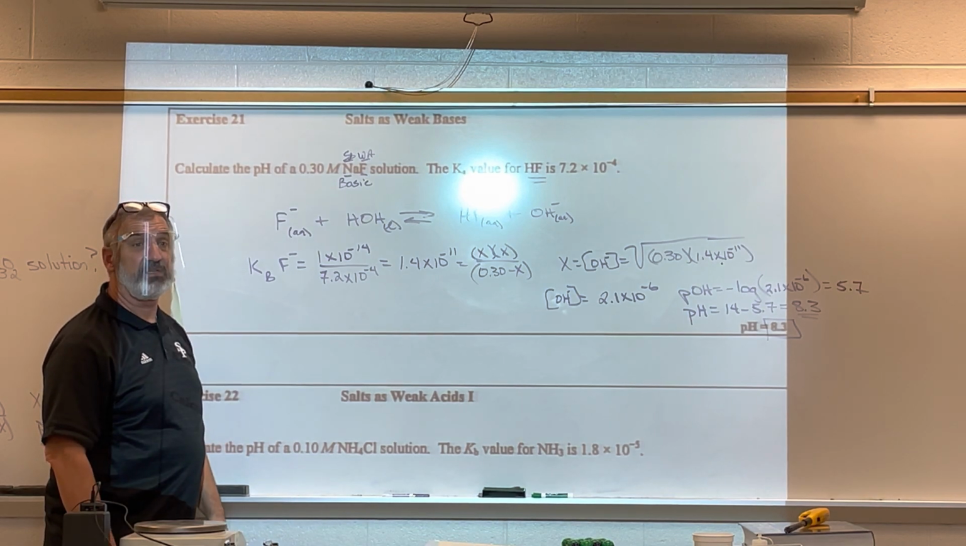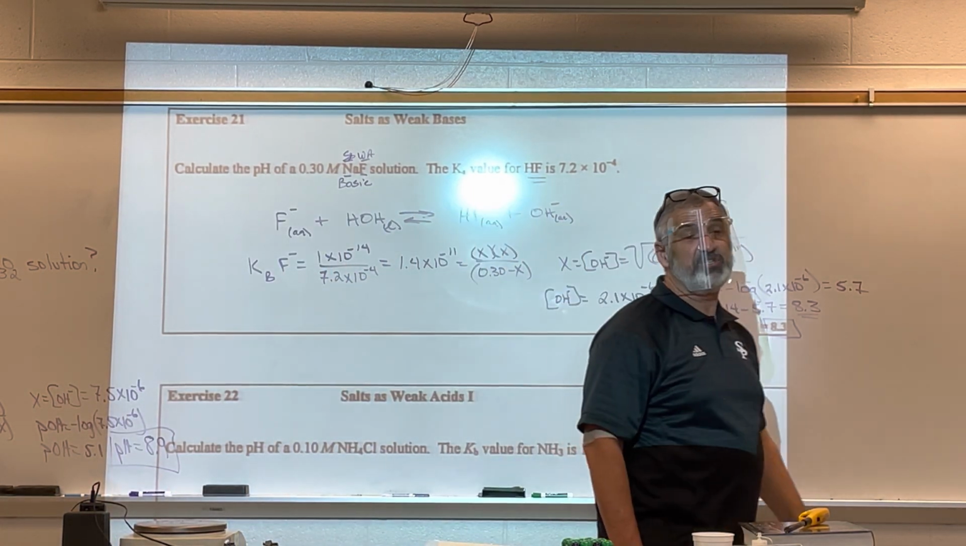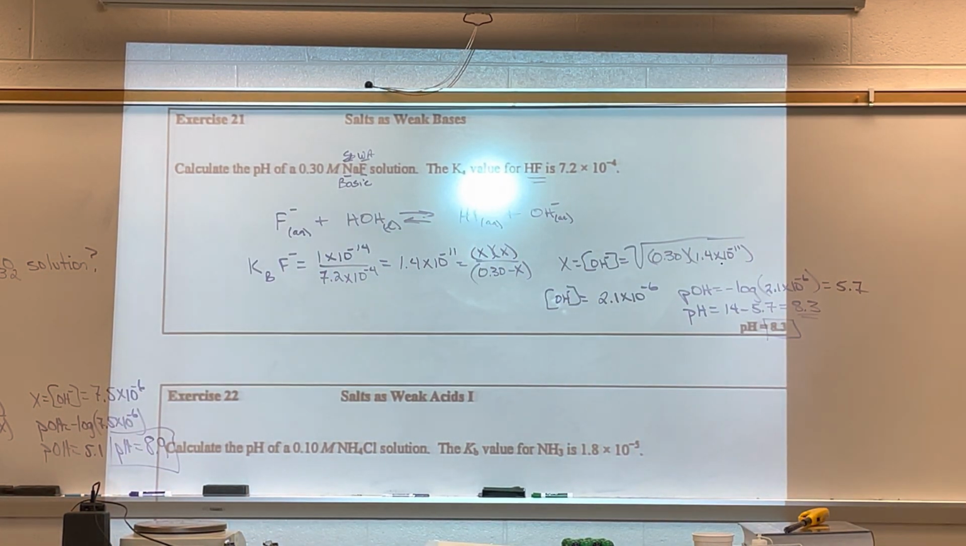Oh, would they ever ask it if it was a neutral salt? No, because it's just going to be a pH of 7. So you just say the salt is neutral, pH equals 7. There's nothing else. Let's see if you can do the next one on your own.